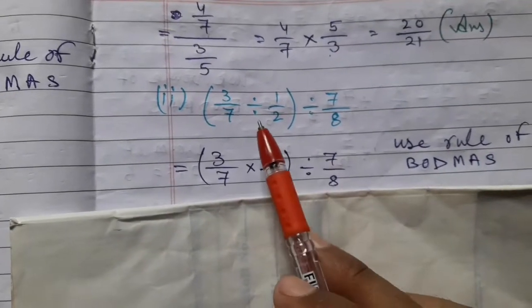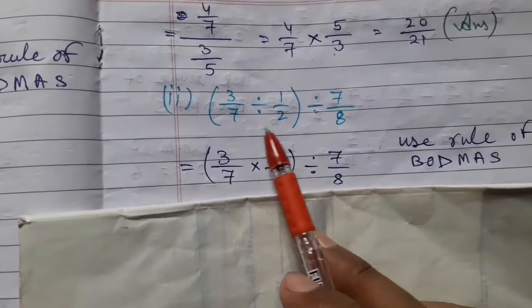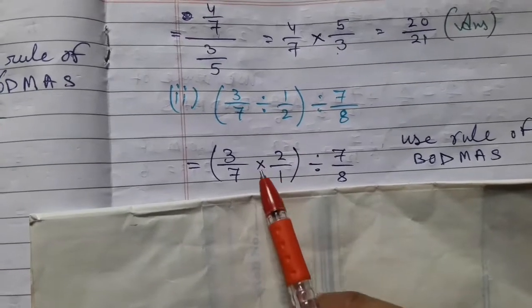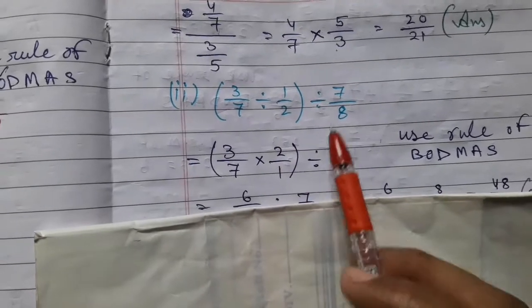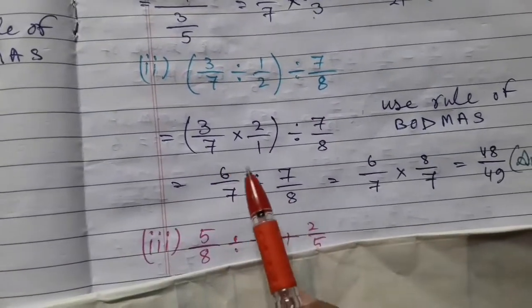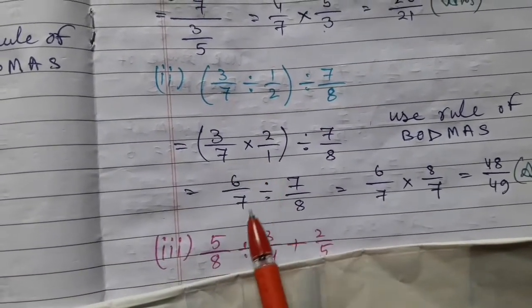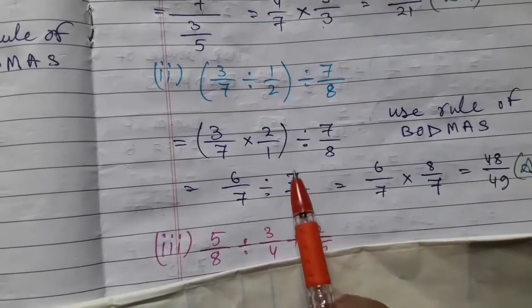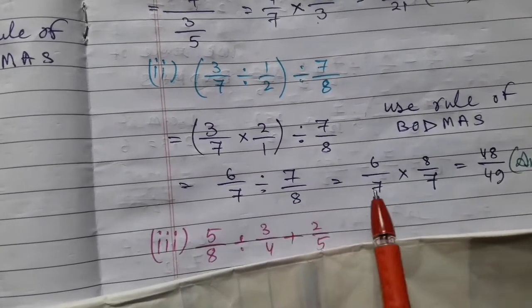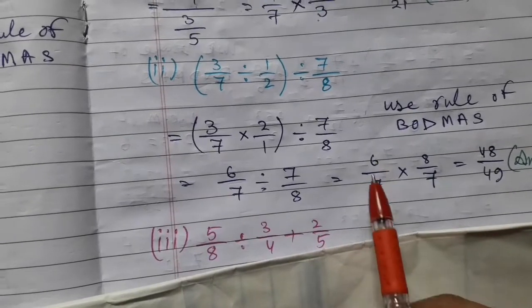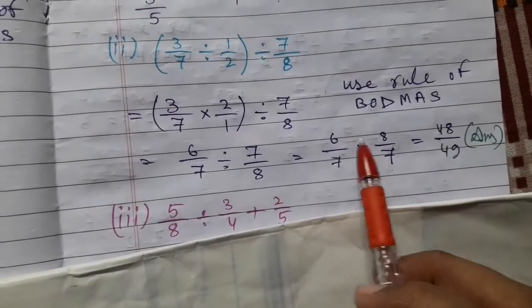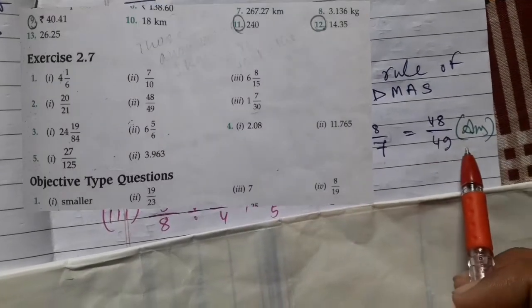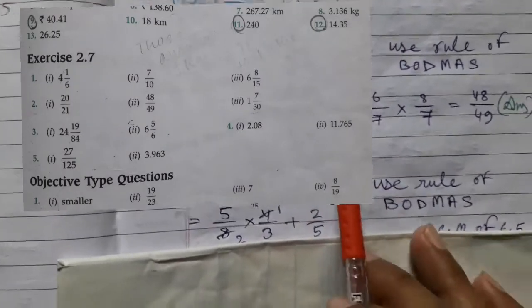use rule of BODMAS. We have a bracket. First of all, work this bracket, reciprocal it. 3 by 7 multiply 2 by 1, divide 7 by 8, 3 2 is 6, 7 1 is 7, divide 7 by 8. Okay, reciprocal it. 6 by 7 multiply 8 by 7, 6 8 is 48, 7 7 is 49. Clear? Is that clear?